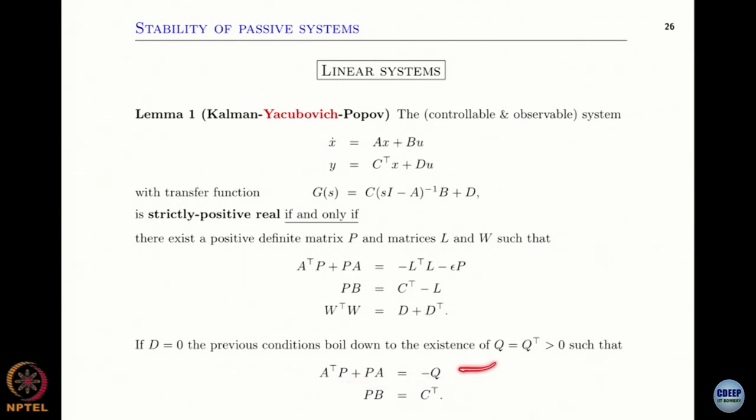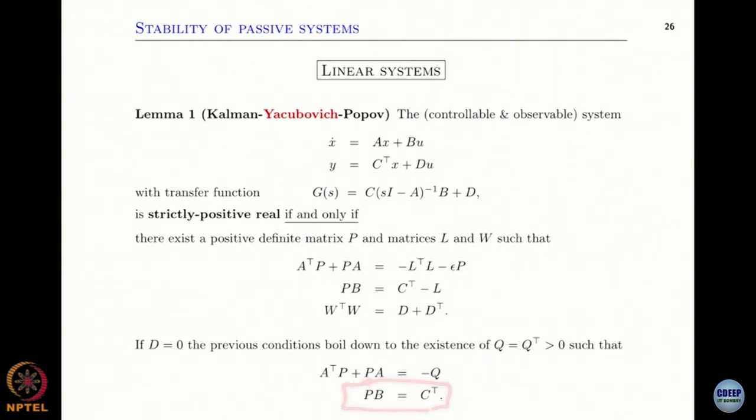Now, this one may be quite familiar to you. You know that if A is Hurwitz for a system, you can always find, for any Q positive definite, a P also positive definite, such that you have this equation. It's called the Lyapunov equation, right? But here we have something else. We also have a relation between B, which is the thing that is multiplying the inputs, and C, which defines the output.